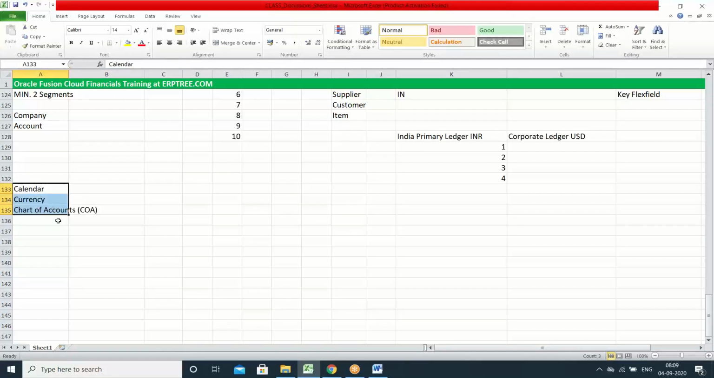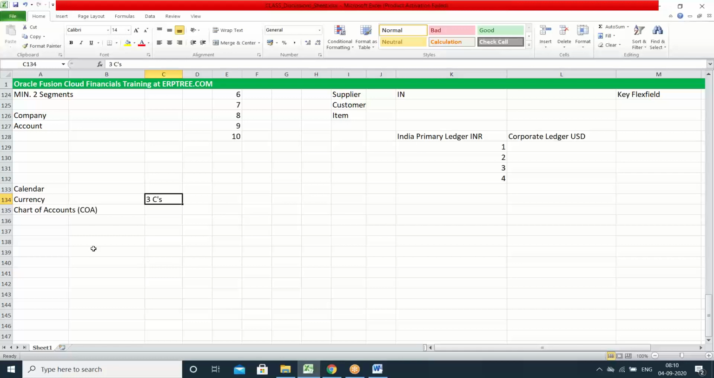So instead of saying we need calendar, currency, chart of accounts to record the transaction, simply you can say we need three C's. To record the transactions, we need calendar, currency, chart of accounts. So instead of saying this, you can say we need three C's. Three C's means calendar, currency, chart of accounts. With the help of three C's, we can record the transactions in the system.